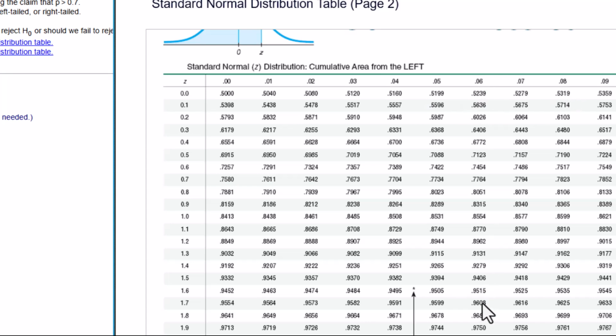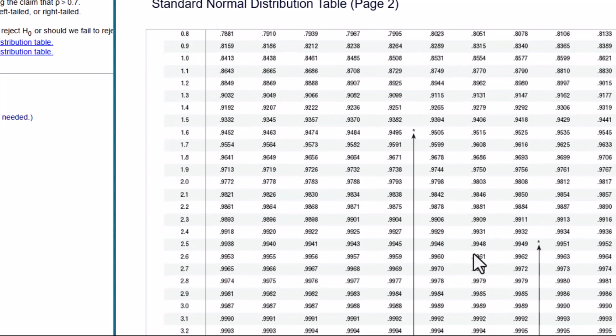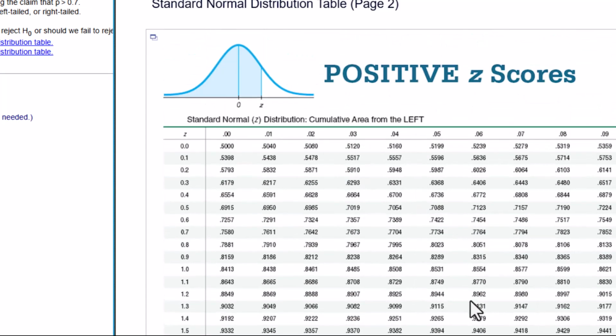So I'm looking down this column for a 2.36. I think I'm in the right column still. 2.36. So I can't even hardly do this row. So 2.3, and then across 6, I get 0.9909, but that's the area to the left, so you'd have to do 1 minus that value.